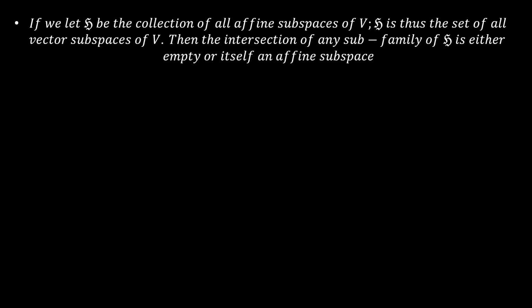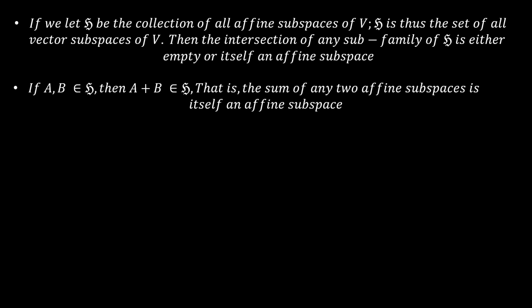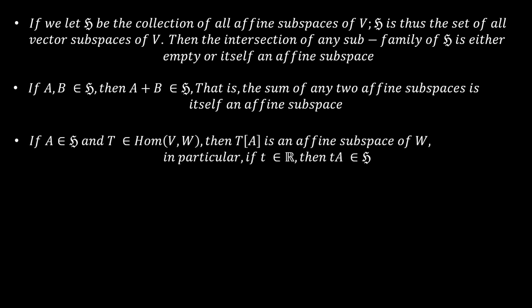So that is obvious. Another one is, if A and B are elements of fractal H, then A plus B is also a member of H, right? That is, the sum of any two affine subspaces is itself an affine subspace. Then this is obvious. If you have a subspace, and you have two points and you add those two points, you just get another point that's also a member of the subspace we are looking at.